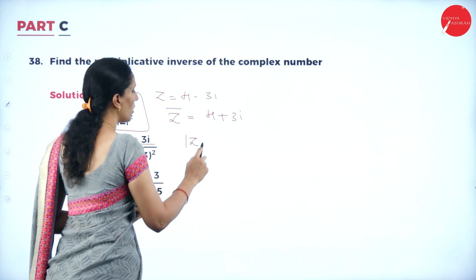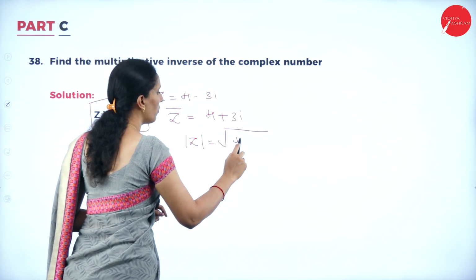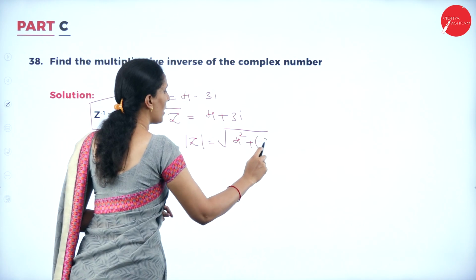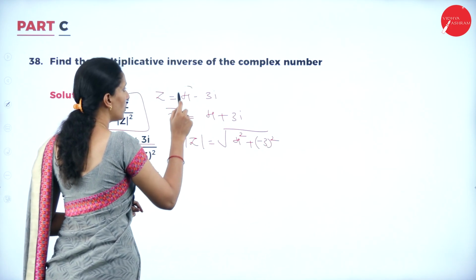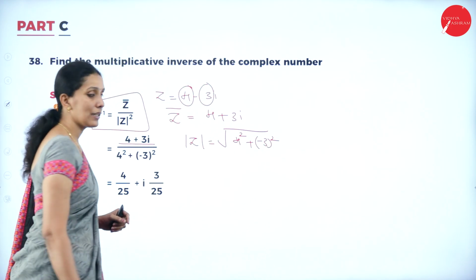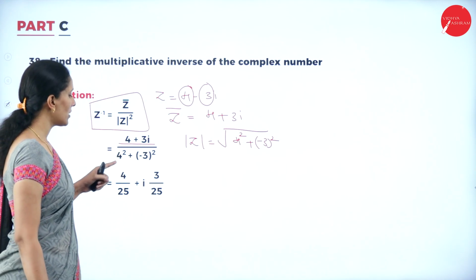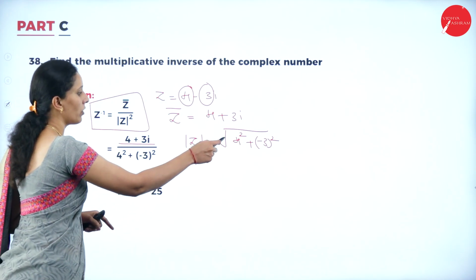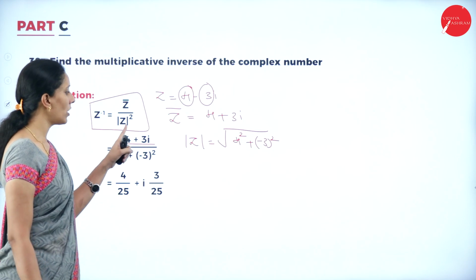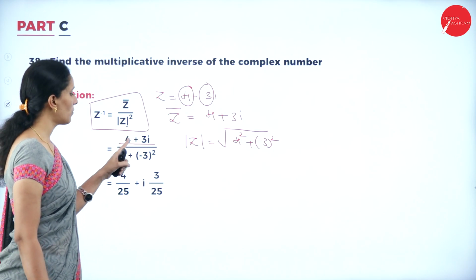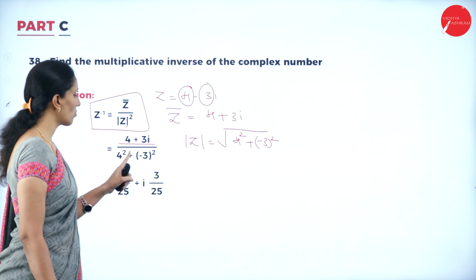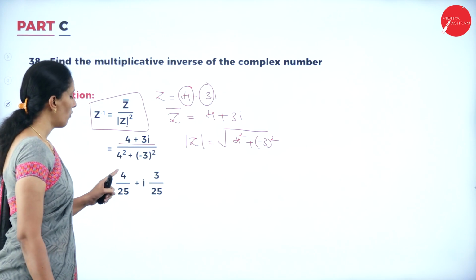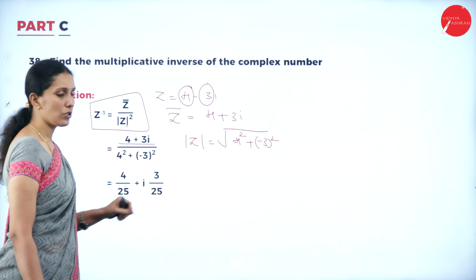How will we find the modulus? Modulus is the square root of 4 square plus minus 3 whole square. So you need to take a and minus 3 here. Once you square, this is equal to 25. If you remove the square root, it is nothing but modulus square. Therefore it is 4 minus 3i divided by 4 square plus minus 3 whole square, which is 4 by 25 plus i 3 by 25.